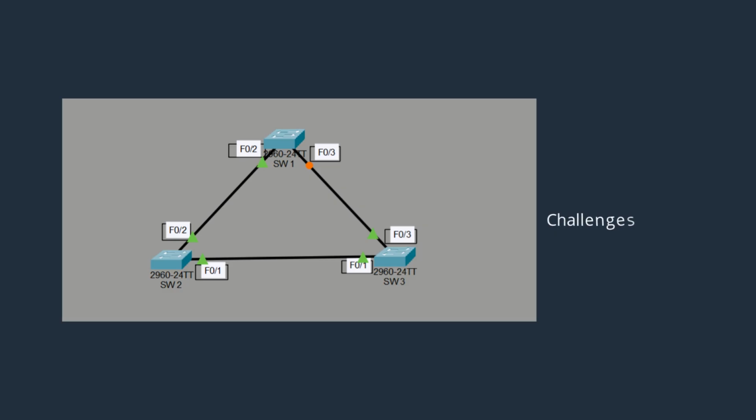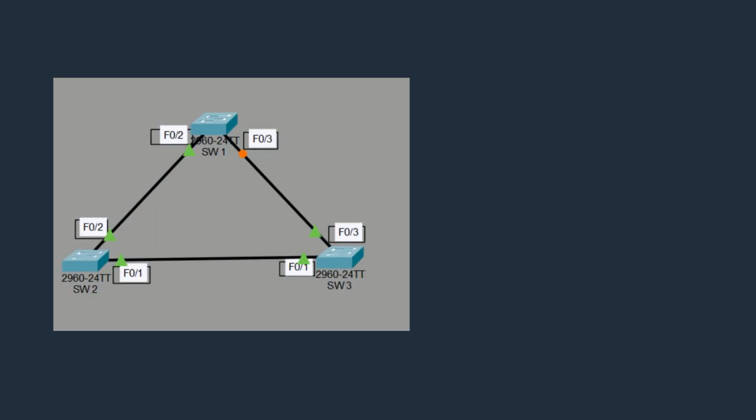The challenges are significant. Broadcast storms consume all available bandwidth. MAC address tables become unstable as switches see the same addresses coming from multiple ports. Switch CPU utilization skyrockets trying to process all these duplicate frames. Without intervention, this redundant network that was supposed to provide reliability actually creates chaos. So how do we fix this? Enter the Spanning Tree Protocol, our hero.